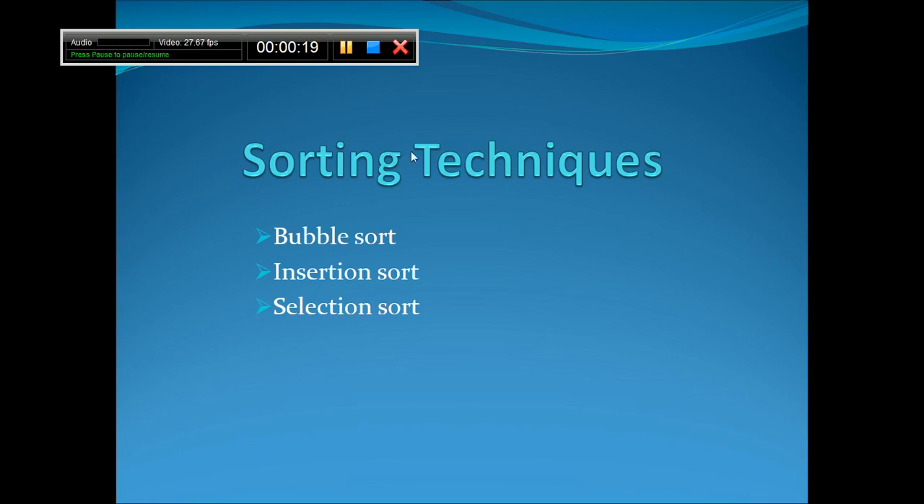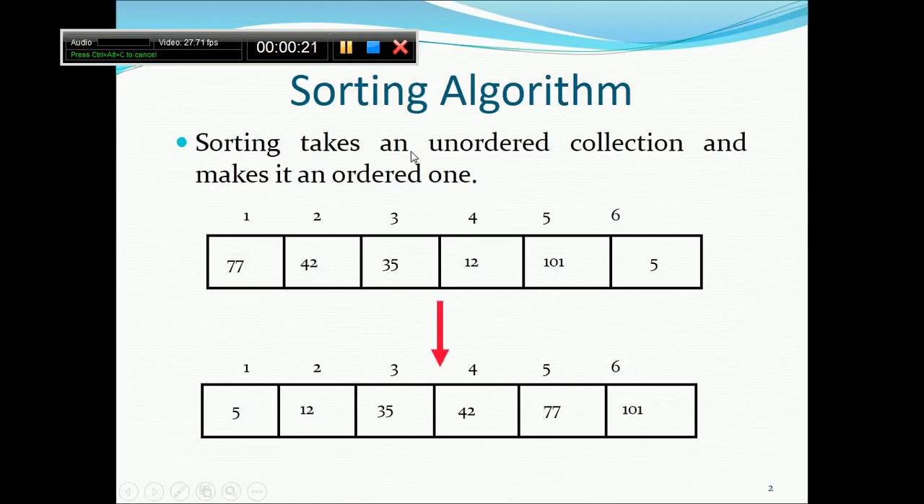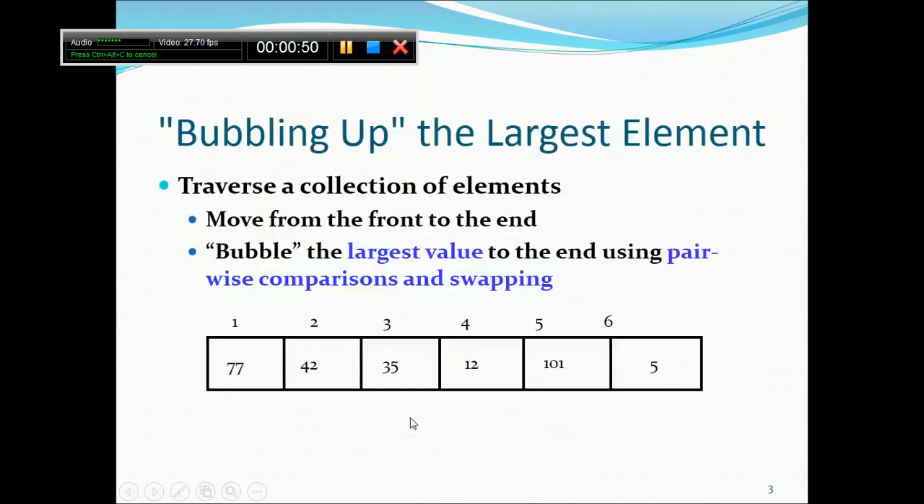Now, what is a sorting algorithm basically? A sorting algorithm takes an unordered collection. Unordered means, if you see this first array here, it is not arranged in either increasing order or decreasing order. Whenever you apply a sorting algorithm, it makes it into the ordered collection. Ordered means either increasing or decreasing order.